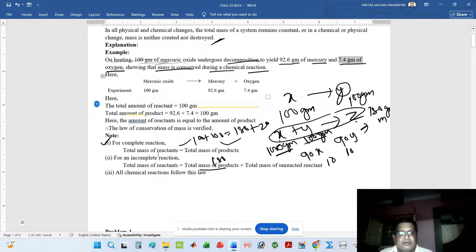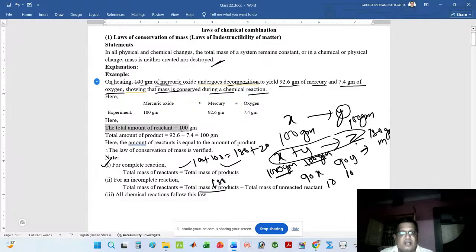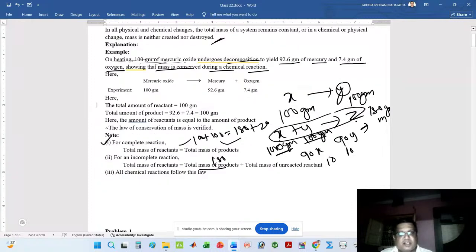Look at that. If you want to think about the total mass of the reactant, then how much? The total mass of the reactant means here the total mass of the mercury oxide, which is 100 gram. So I have written here the total mass of the reactant is 100 gram. Now look at the total mass of the product. Total mass of the product means total mass of the oxygen plus total mass of the mercury. So the total mass of the product is equal to 92.6 plus 7.4, that is 100 gram. Look at that, the total amount of the reactant is 100 gram. The total amount of product is also 100 gram.